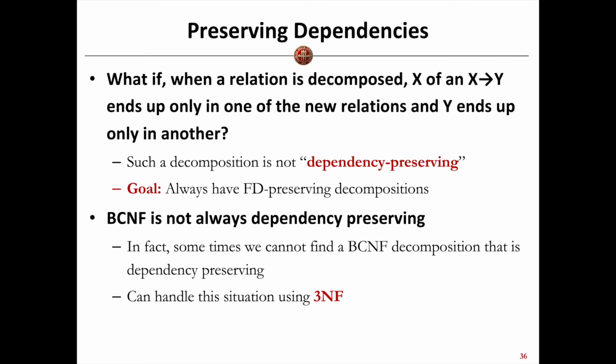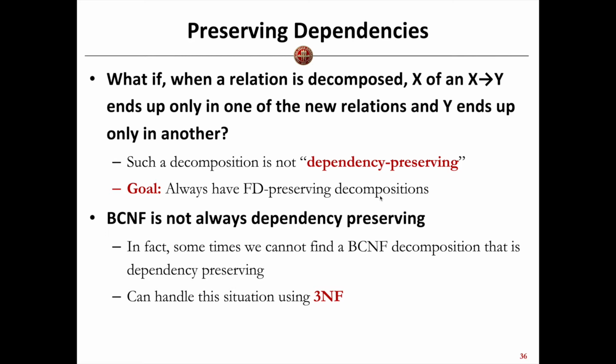Let's assume we have a relation, and this relation has some FDs. If we can find one FD, X implies Y, and after we do the decomposition, we have X in a new relation and Y in another relation, then we can say this decomposition is not dependency preserving. This decomposition can have some problems because if we want to check some dependencies, we have to join these two tables together, right? The target is always to find FD preserving decompositions. This is also a very important criterion for our decomposition algorithms.